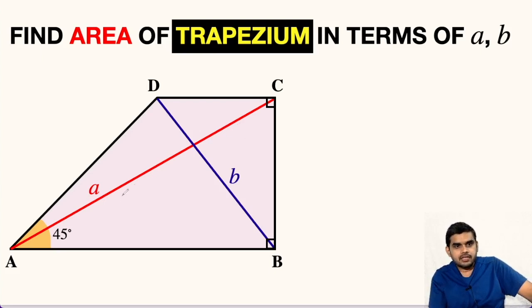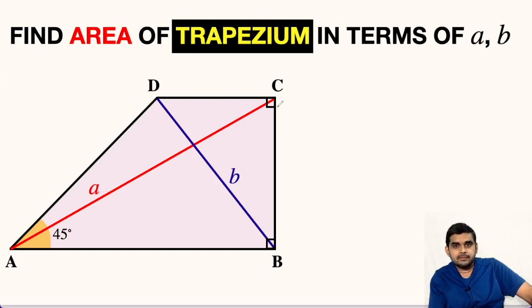In this question, a trapezium ABCD is given. AC and BD are its diagonals and their lengths are small a and small b respectively. For the trapezium, internal angle B is 90 degrees and angle C is also 90 degrees, while angle A is given as 45 degrees. Now we are asked to find the area of this trapezium in terms of small a and small b.